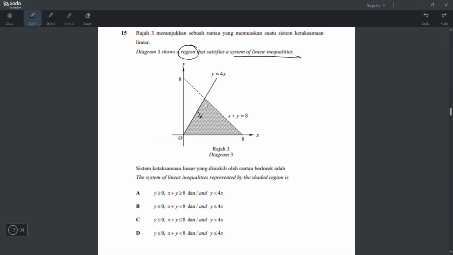Smaller, right? Because your shaded region is below the line. So later we have to write smaller for this line. What about this line? Do we write smaller or bigger? Smaller. Why? Because you are looking at the shaded region. If the shaded region is below the line, then smaller.